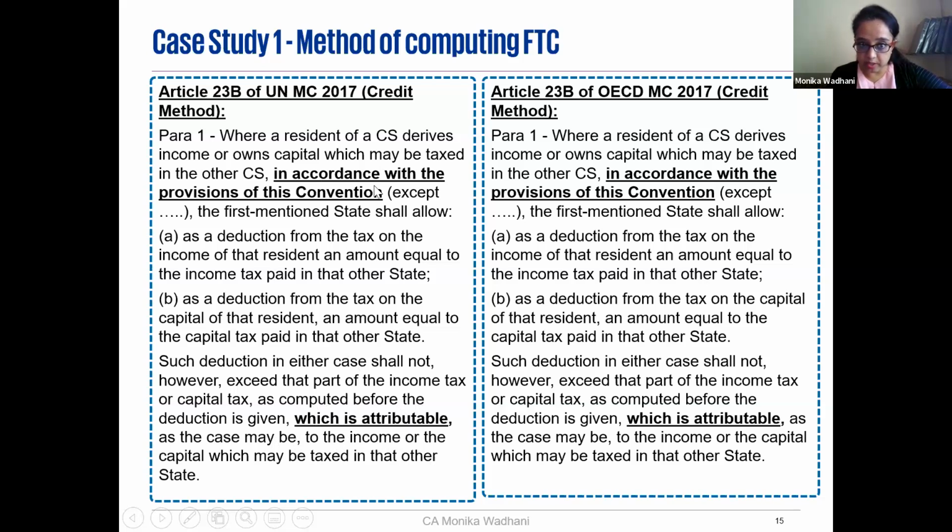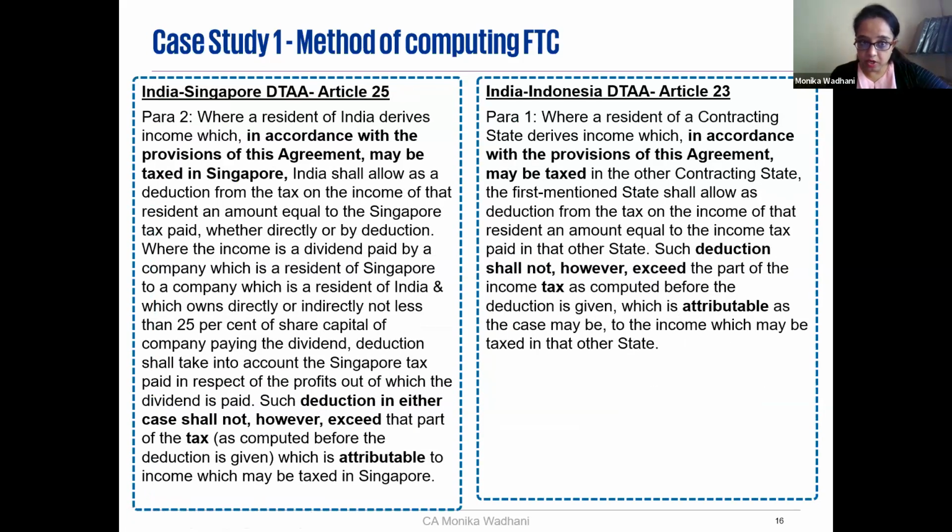And when it comes to the doubly taxed income, it says it has to be in accordance with the provisions of the convention or a treaty. Now, let us understand whether language in Singapore Treaty and Indonesia Treaty is same. And answer is yes, it is same. So even Singapore Indonesia Treaty says that income has to be doubly taxed in accordance with the provisions of this agreement, and deduction cannot exceed that part of the tax which is attributable to the income which may be taxed in the respective country of source.